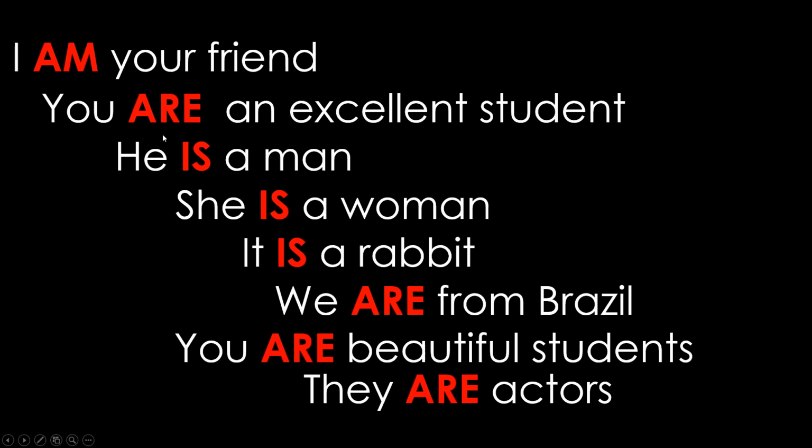So as you can see, guys, the verb to be has three variations in the present. We have the variations am, are, and is. We use am for the first person singular. We use are for the second person singular and the plural pronouns we, you, and they. We use is for the third person singular: he is, she is, it is.